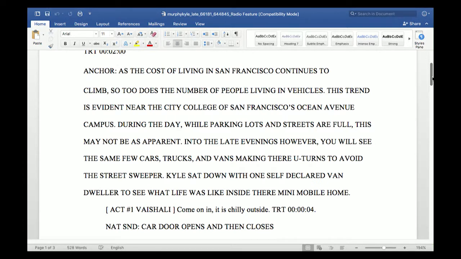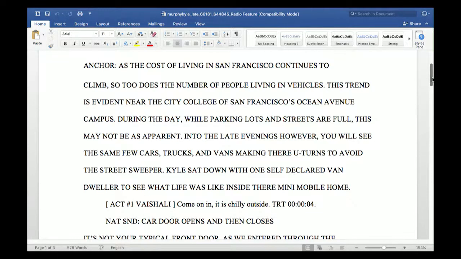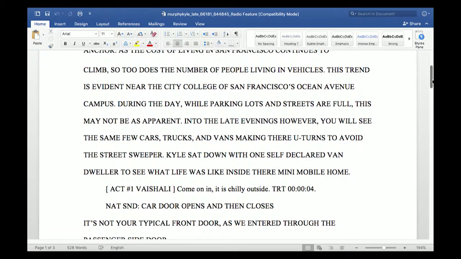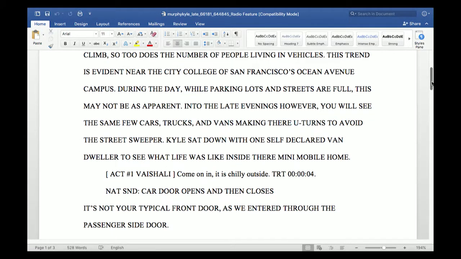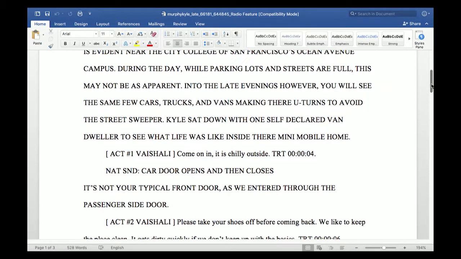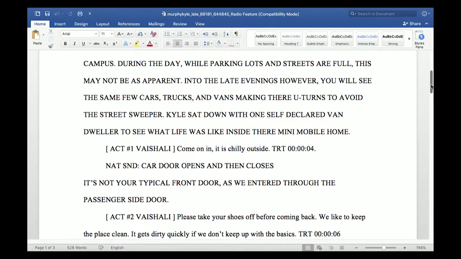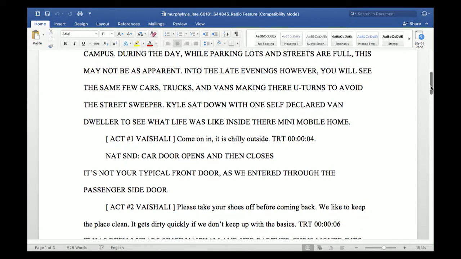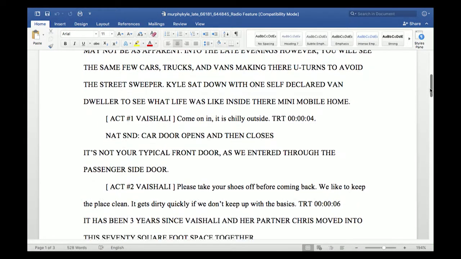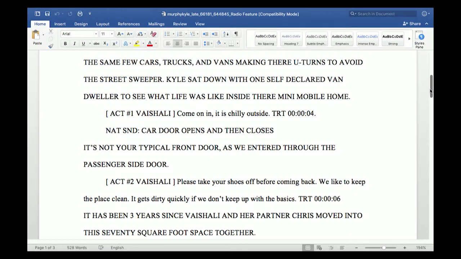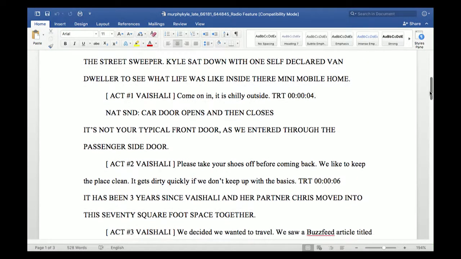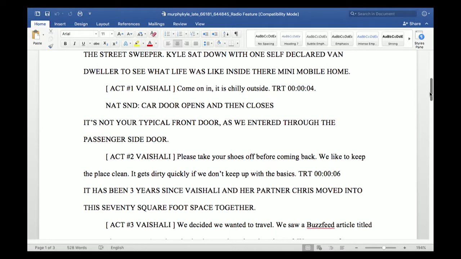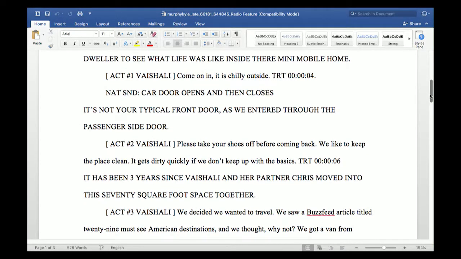As the cost of living in San Francisco continues to climb, so too does the number of people living in vehicles. This trend is evident near the City College of San Francisco's Ocean Avenue campus. During the day, while parking lots and streets are full, this may not be as apparent. Into the late evenings, however, you will see the same few cars, trucks, and vans making their U-turns to avoid the street sweeper.